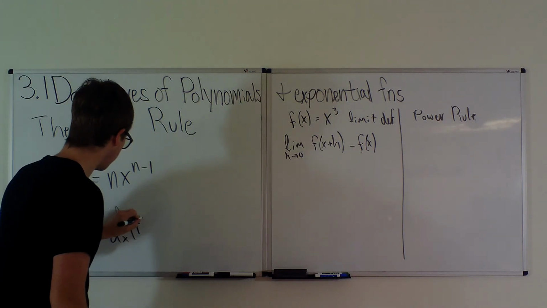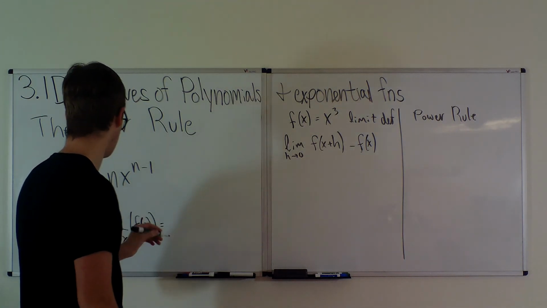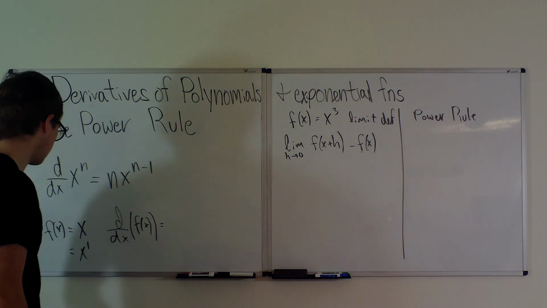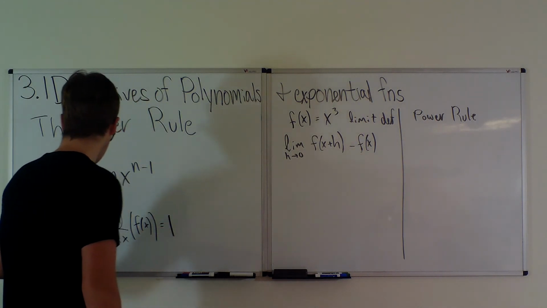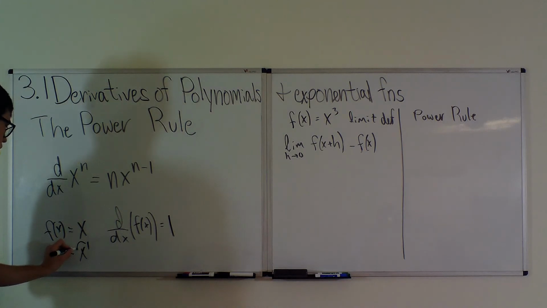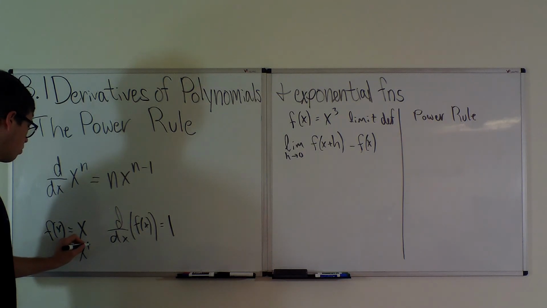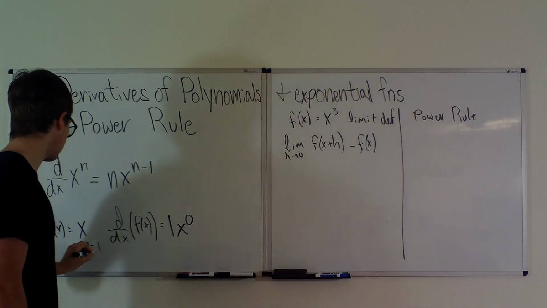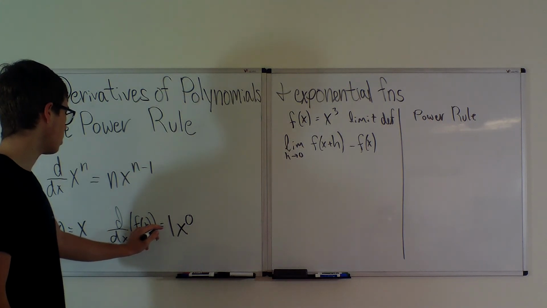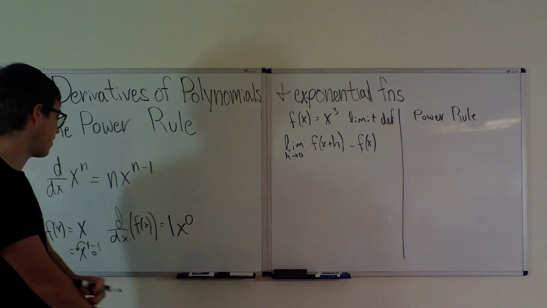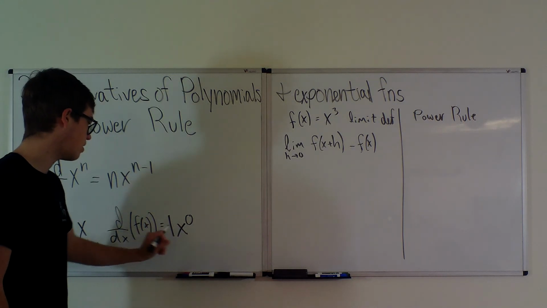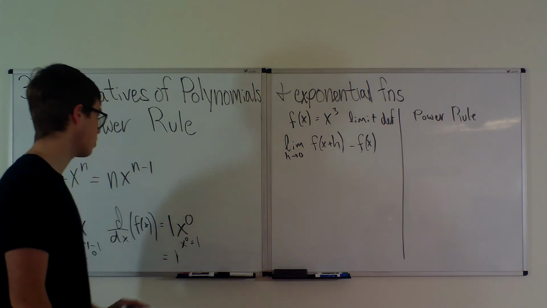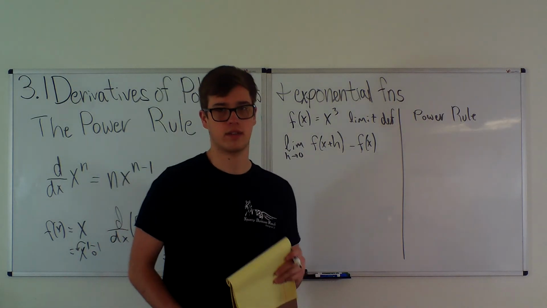So if we go back to what we had, y equals x, or f of x is equal to x, how do you take the derivative of this? We know f of x is equal to x to the 1, right? So the 1 comes over, you bring it in front, and then you do 1 minus 1. So you get 1 x to the 0, because 1 minus 1 is 0. The derivative of f of x is equal to 1 times x to the 0, and x to the 0 is equal to 1, so it's equal to 1.